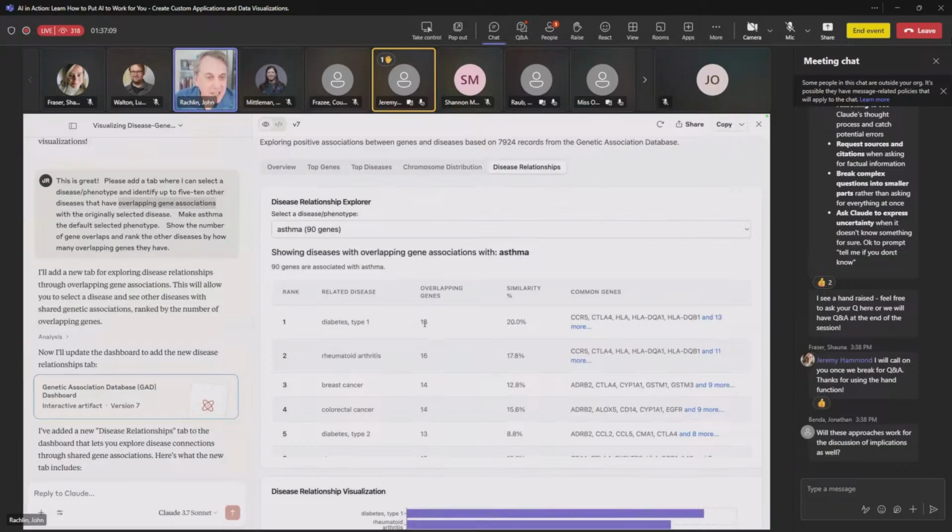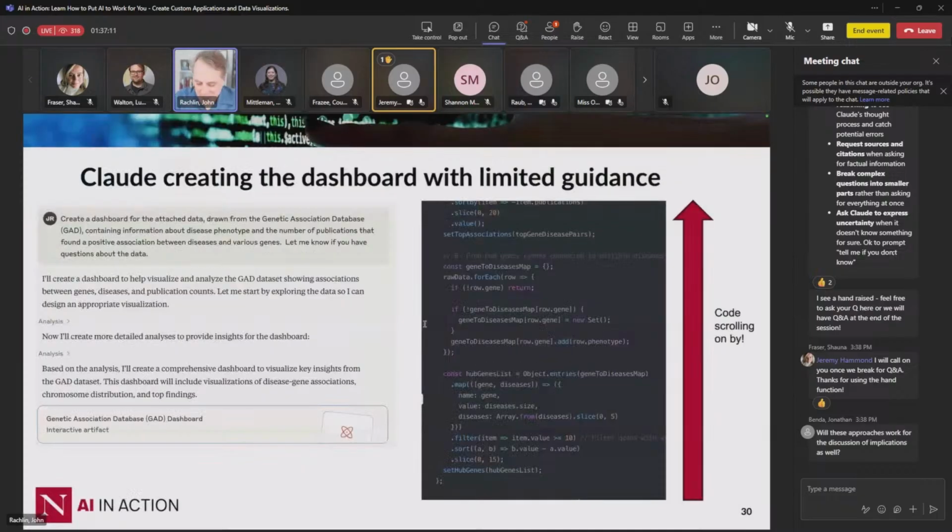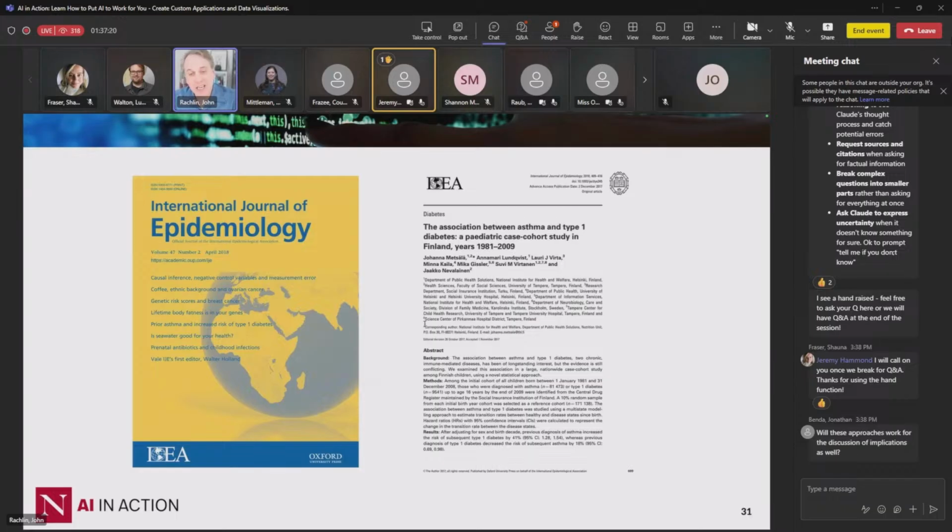And in fact, we asked Claude to investigate the literature, do a search, and come up with citations that might indeed suggest a connection between asthma and type 1 diabetes. And it gave me back several references, including this one. This is an older paper from, I think, 2018. And again, it talks about the connections between asthma and type 1 diabetes in a Finnish population of children.